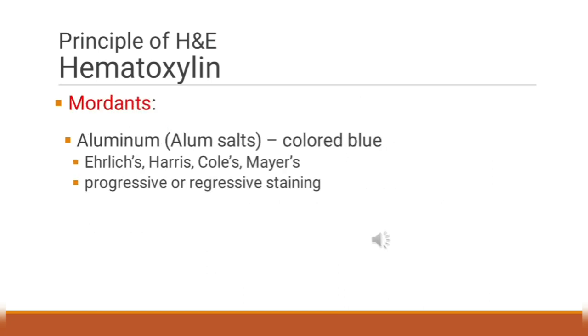One of the mordants used to combine with our hematoxylin is aluminum or alum salts. It can produce a blue coloration to our tissues. Examples of aluminum or alum salts are Ehrlich alum, Harris, Cole's, and Mayer's. These are examples of progressive or regressive staining methods. The Ehrlich alum can be ripened by sodium iodate. The Harris alum can be ripened by mercuric oxide. For Cole's, the oxidant is iodine, and for Mayer's, it is also iodine.